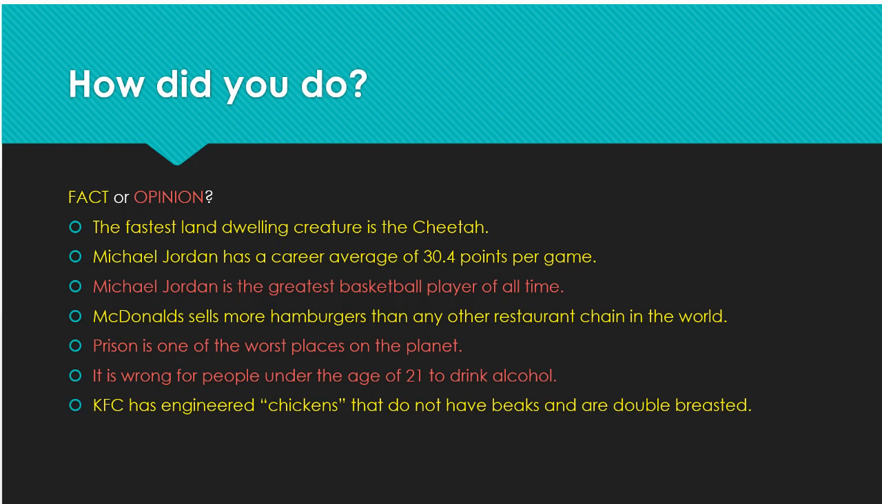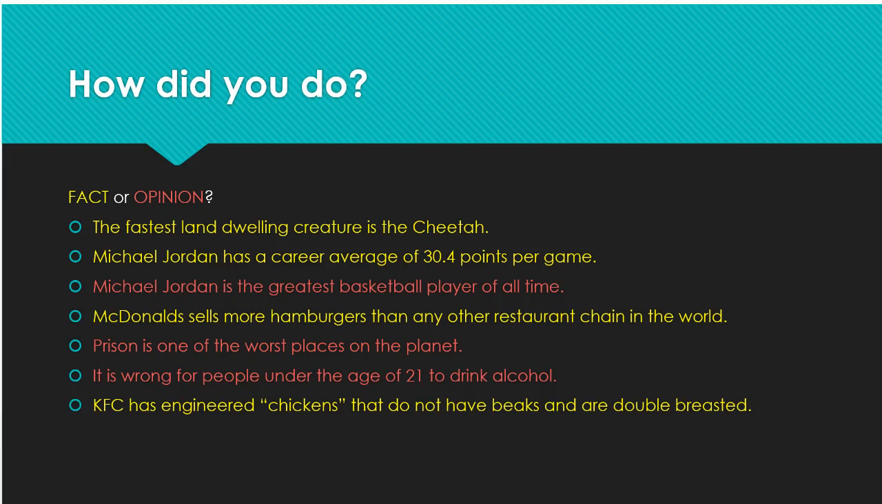Opinions include Michael Jordan is the greatest basketball player of all time, and no matter how firmly you believe it, it's always going to be an opinion. Prisons are one of the worst places on the planet. I don't doubt that, but it's still an opinion. And people who have been in places they think are worse than prison will tell you that that's an opinion.